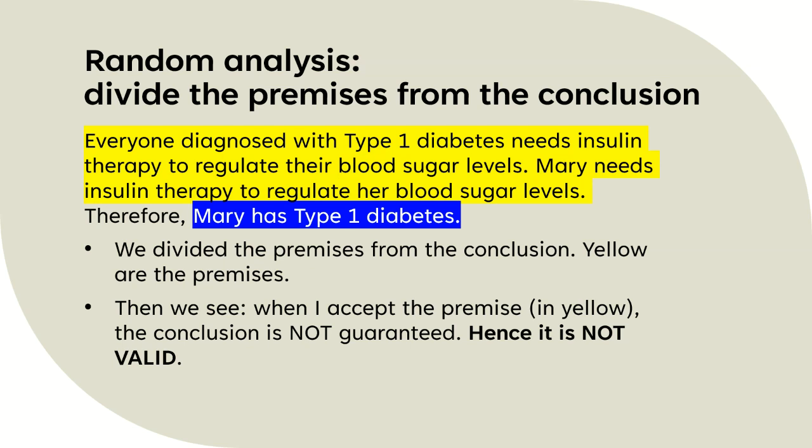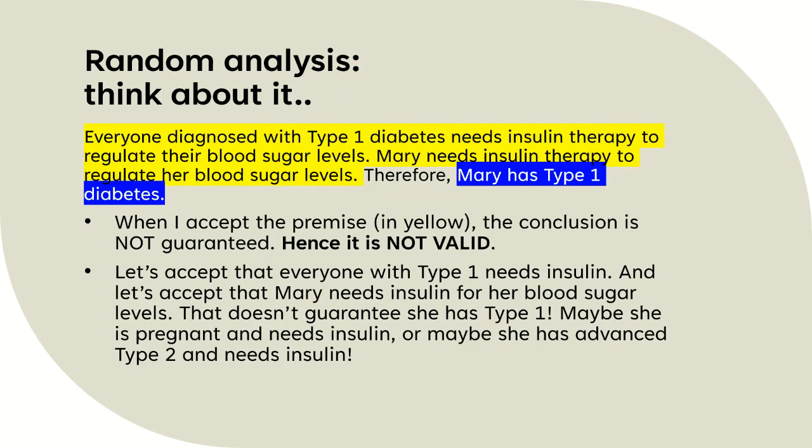Okay, now what do we do next? Well, we basically just try to figure out, when we accept the premises, this is crucial. Once we accept the premises, so just accept the premises and then ask yourself, is the conclusion guaranteed? In this case, when we accept the premises, we find that the conclusion is not guaranteed, and that's why it's not valid. So let me explain that. Why is it the case that the conclusion is not guaranteed when we accept the premises? Let's think about it.